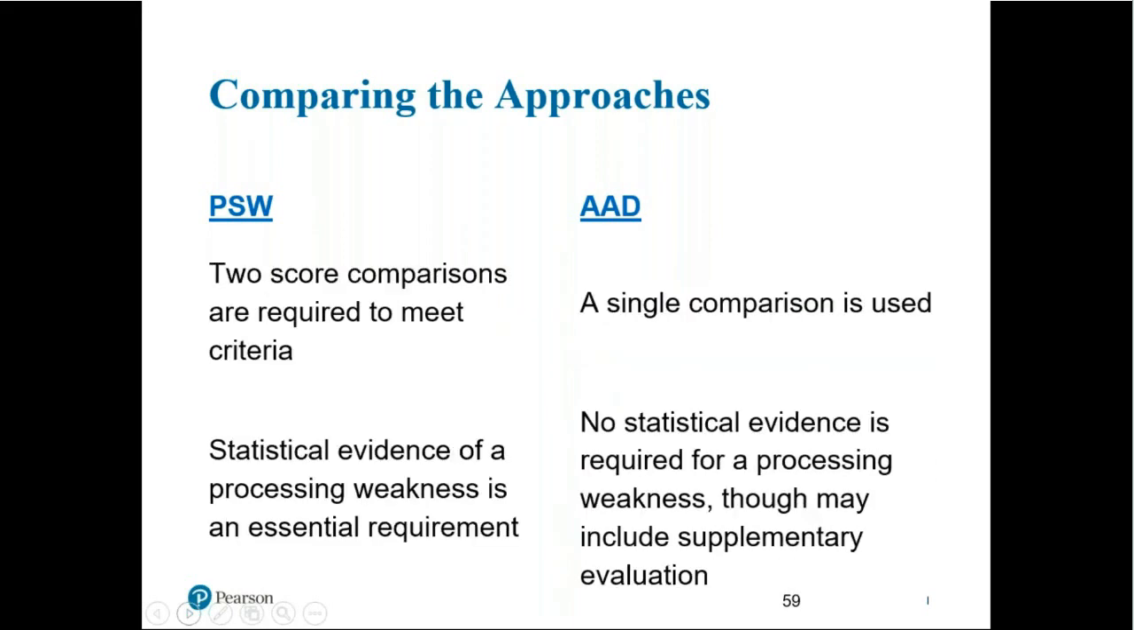For the patterns of strengths and weaknesses, we use 2 score comparisons versus a single comparison at the AAD level. And statistical evidence of a processing weakness is an essential requirement of the patterns of strengths and weaknesses, whereas for the ability achievement discrepancy, no statistical evidence of a processing weakness was necessary.